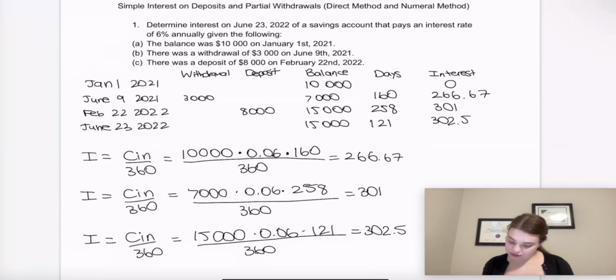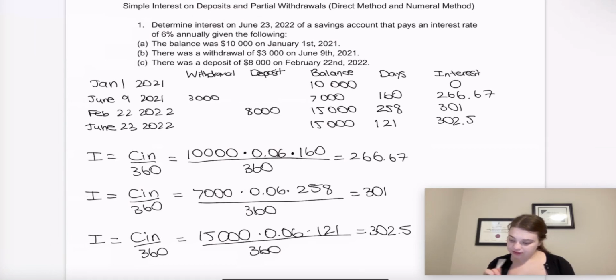So to answer the question about what was the total amount of simple interest, we could just add these three numbers up: 266.67 plus 301 plus 302.5. That is going to be $870.17 of interest. And that's called the direct method. That's one method of doing this entire thing.